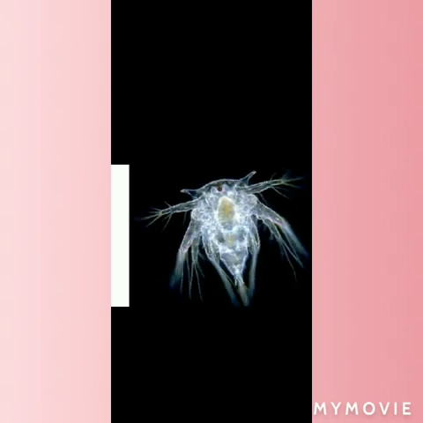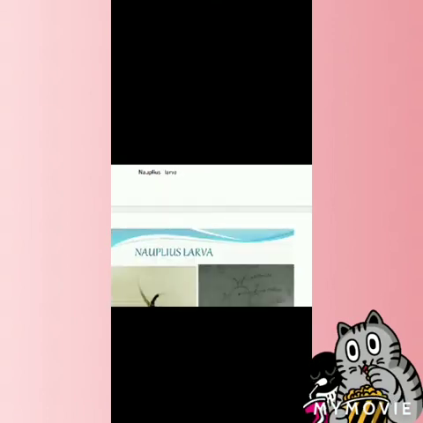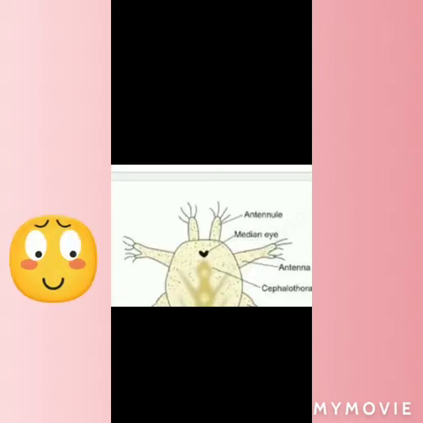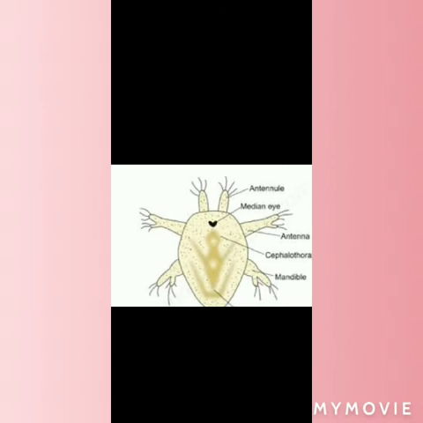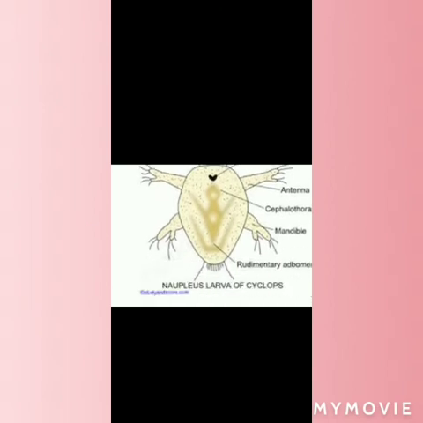See the structure. This is the nauplius larva, microscopic nauplius larva. See the diagram. This is the nauplius larva. We already studied here. This is the nauplius larva of cyclops, right? Antennules, median eyes, antenna, cephalothorax, mandibles, rudimentary abdomen, right?